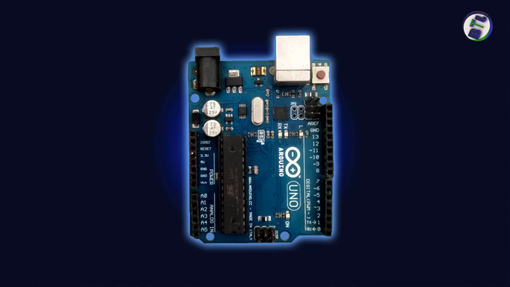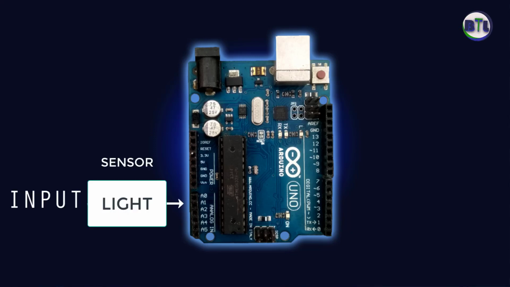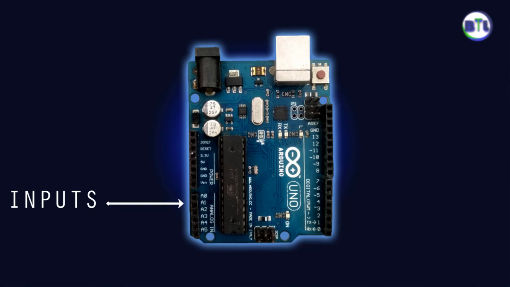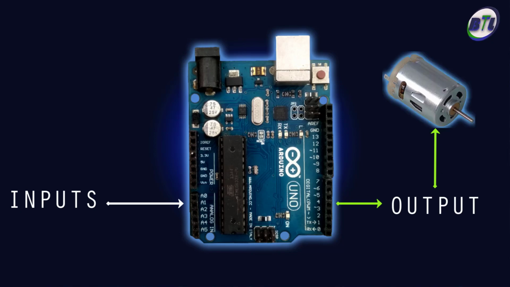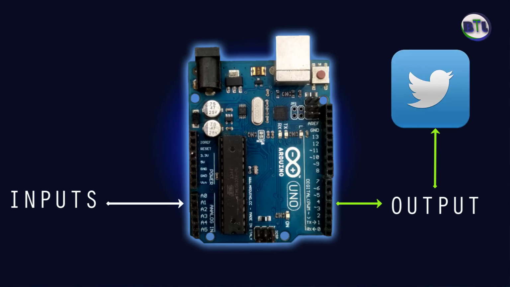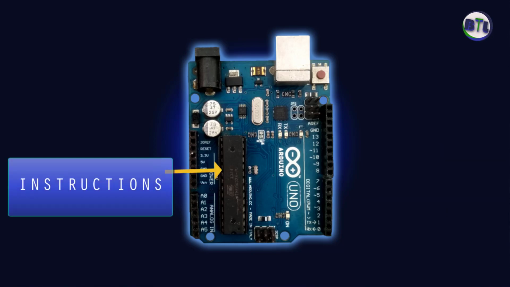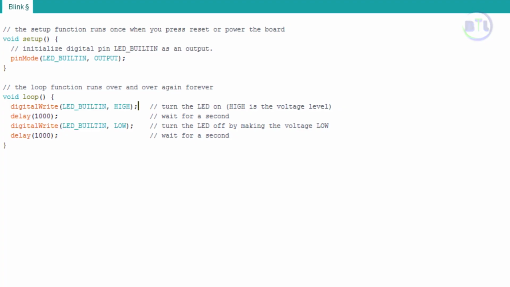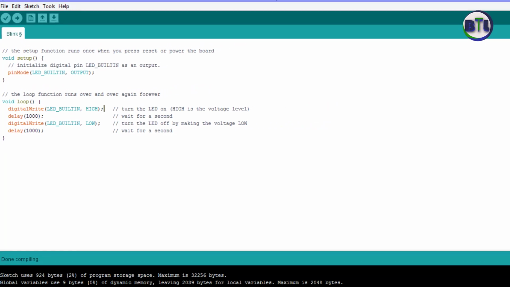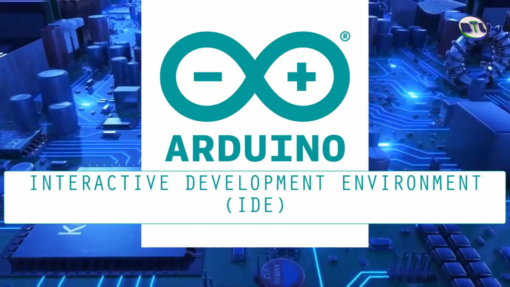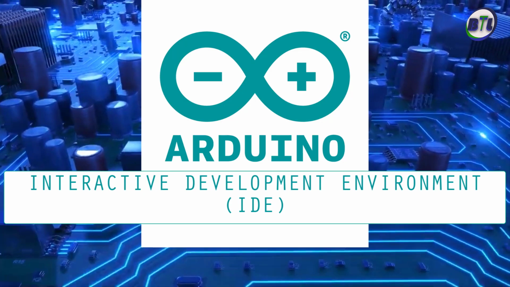Arduino boards can read inputs like light on a sensor, voltage, temperature change, etc. and turn them into an output such as activating a motor, turning on an LED, publishing something on the internet. We can tell Arduino boards what to do just by sending a set of instructions to the microcontroller on the board. In order to do that, we use the Arduino programming language and the Arduino IDE software, which is also called Arduino Integrated Development Environment.